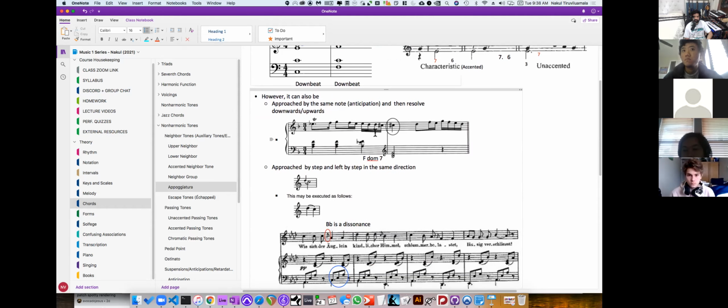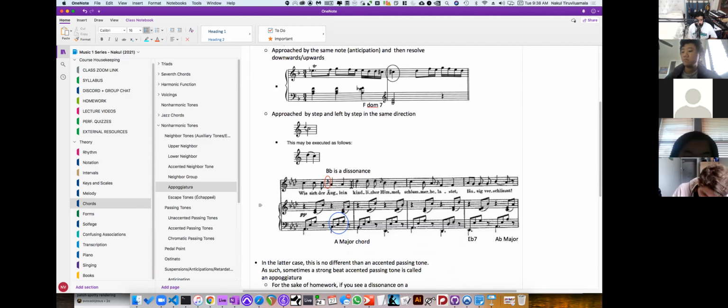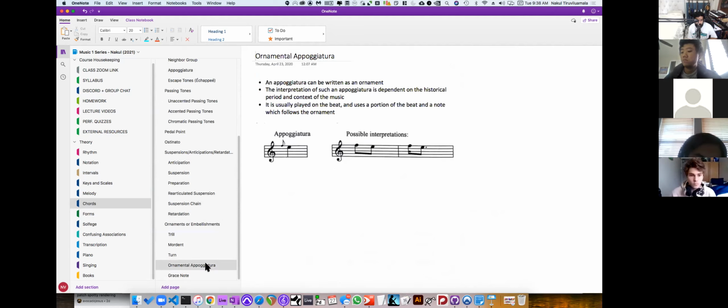you could see that, even though this is the example in the homework actually, even if this doesn't actually arrive by leap, it's still resolving by step, and it still has a non-harmonic tone on a strong beat. So that is basically satisfying some of the criteria for appoggiatura. And it also satisfies the criteria for the ornamental appoggiatura that we were looking at.